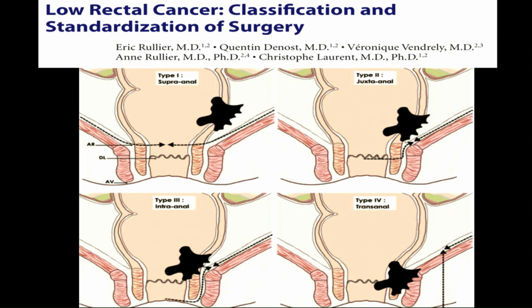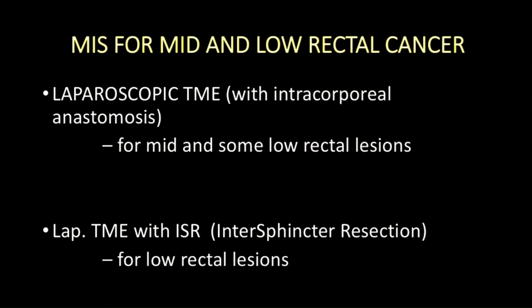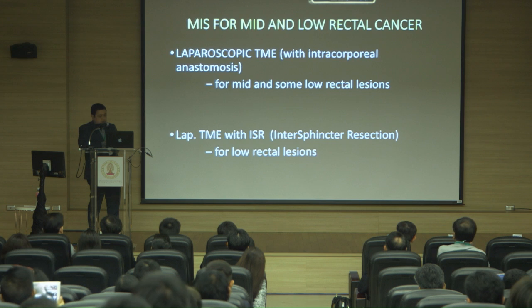And they recommend that for type 1, you do coloanal anastomosis. For type 2, you do partial ISR. And for type 3, you do total ISR. And for type 4, you do APR.